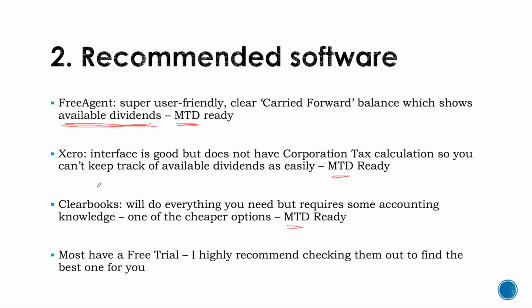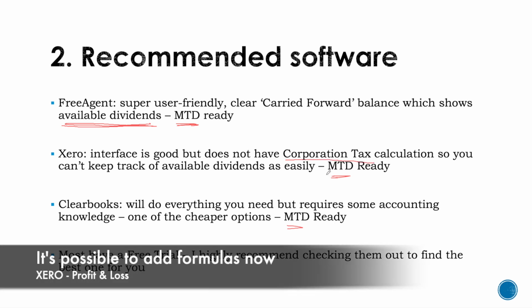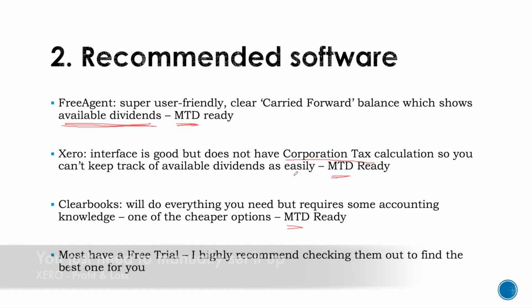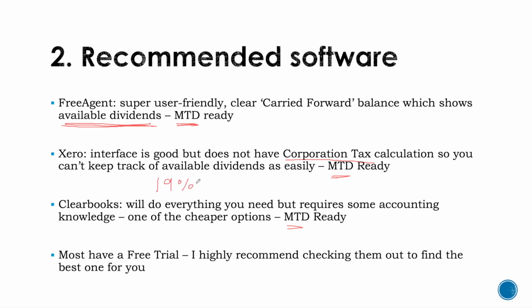This one also has a user-friendly interface, but the only thing I found it was lacking was a corporation tax estimate for you. So it won't actually show your available profit minus corporation tax. It'll just be your normal profit figure, and then you'd have to calculate the corporation tax yourself, and then you can see what's left as available dividends. It's not a huge deal if you do get Xero. Just remember that the corporation tax isn't accounted for yet, and it's just simply 19%. So, I mean, if you've got a calculator, you can pretty much work it out.